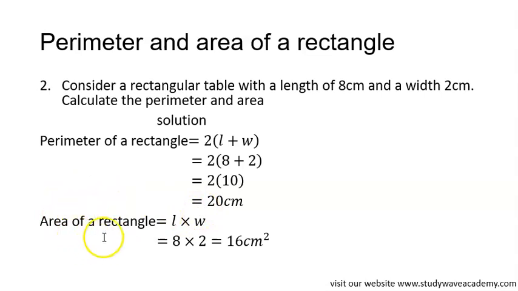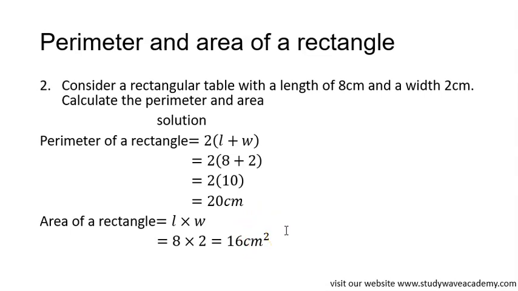Then the area, to get the area of the rectangle, is L times W. You remember the formula, right? L here, which is the length, is 8 centimeter. You put 8. W, which is the width, is 2, so you put 2. So 8 times 2 is going to give you what? 16, right? So you have 16 centimeter square.